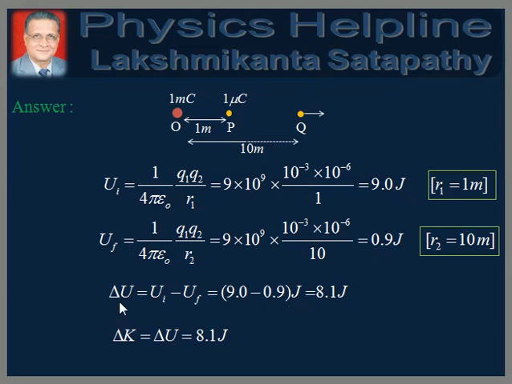Therefore, loss in potential energy is given by delta U is equal to Ui minus UF. Now Ui is equal to 9.0 joules and UF is equal to 0.9 joules. Subtracting, we get delta U is equal to 8.1 joules. Therefore, the gain in kinetic energy is also equal to 8.1 joules.